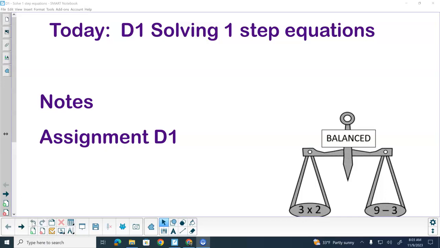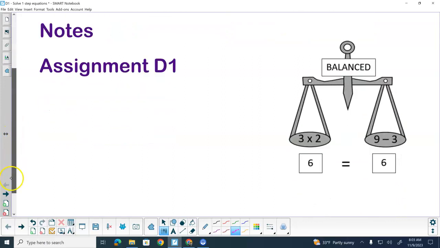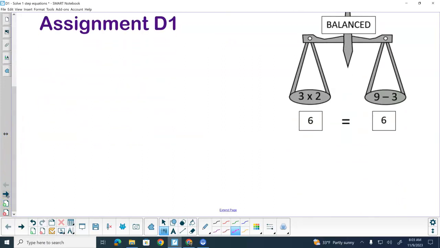So today we're going to start this new S word right here. Yes, we're going to start solving today. We're going to solve some equations today. So let's dive into it. Here we go. We are on the first one, D1.